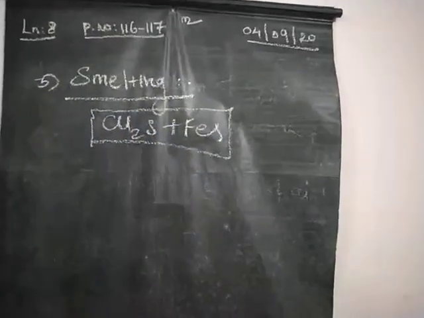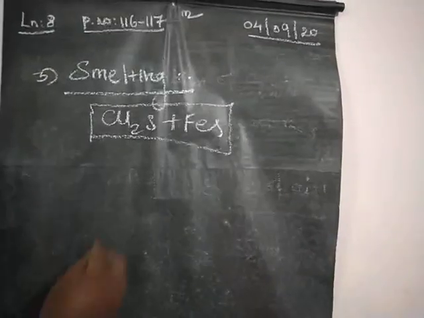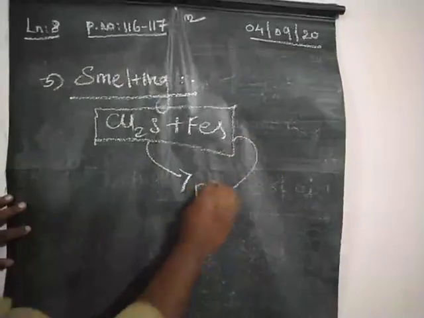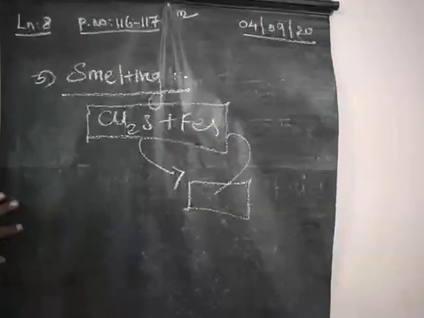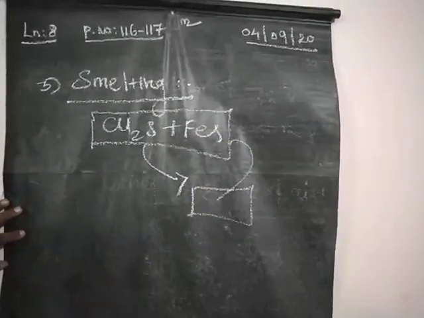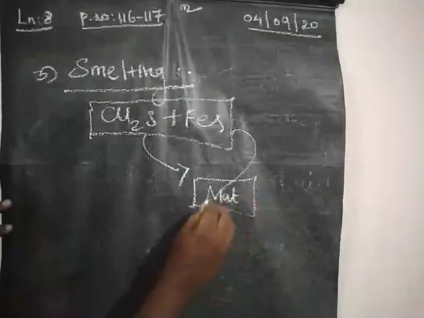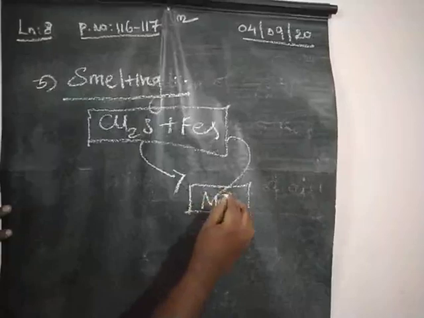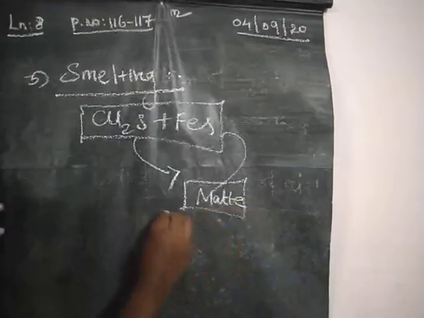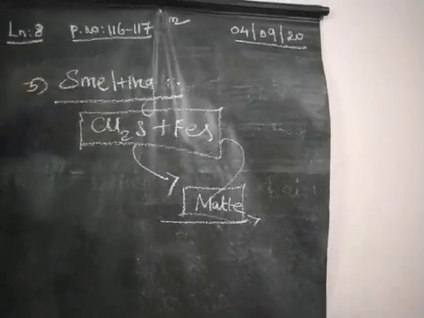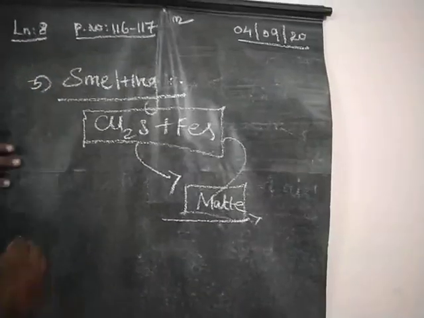It is converted into matte, the same material obtained once again, along with the removal of other impurities and sulfur dioxide gas. So matte is obtained, and the waste products are also removed in this smelting process.